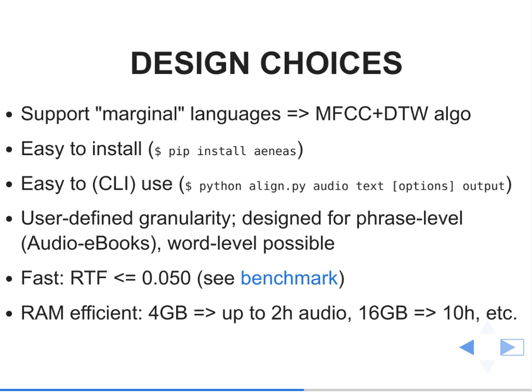This led me to dig up an algorithmic approach known from the 70s called dynamic time warping of mel-frequency cepstral coefficients, which has been kind of abandoned because it is inferior to state-of-the-art algorithms on word-level synchronization, but it works well enough for phrase-level synchronization and has the enormous advantage of being very weakly dependent on the language model. You can find the details in the GitHub repo and in the documentation.